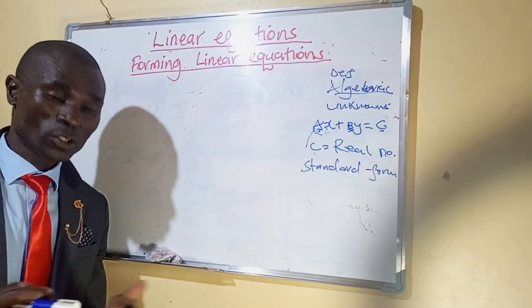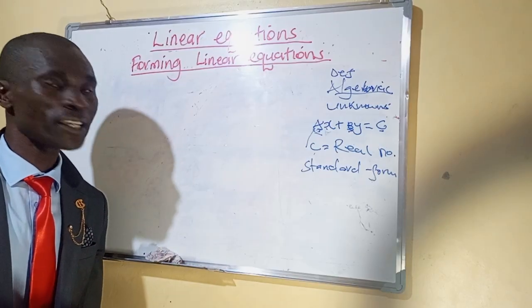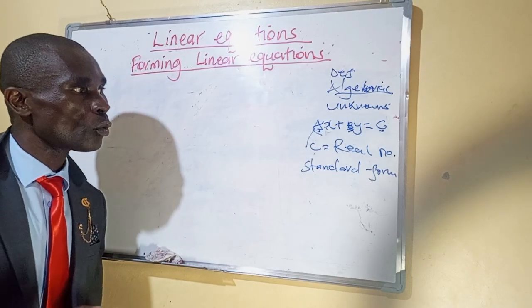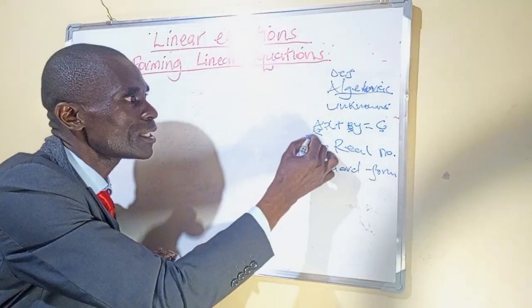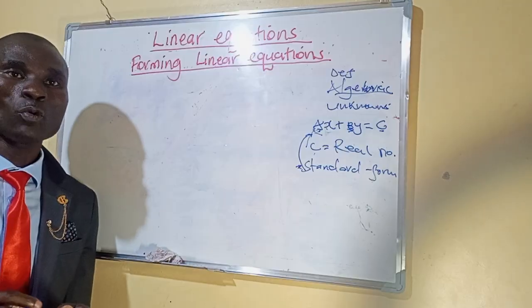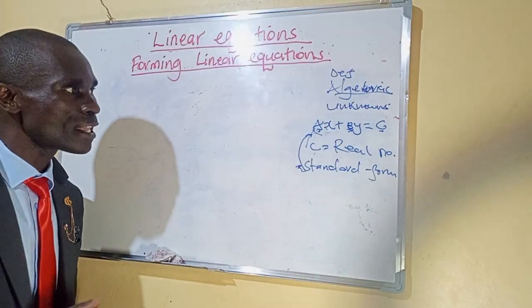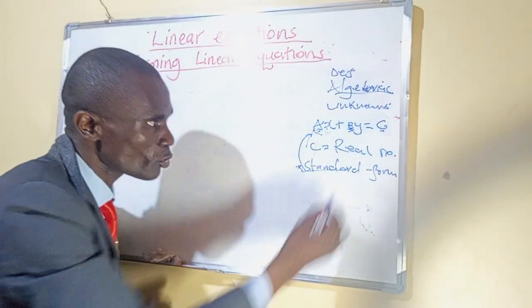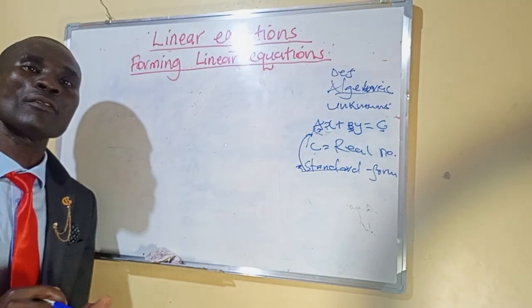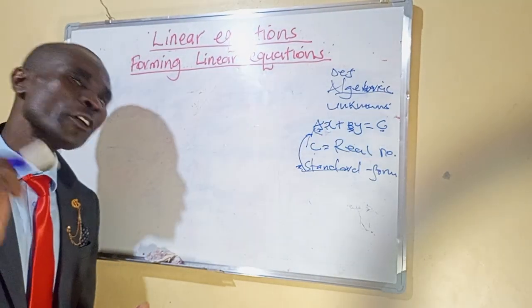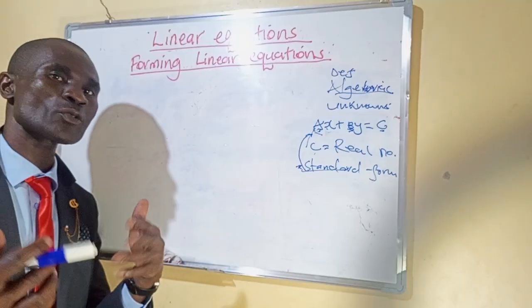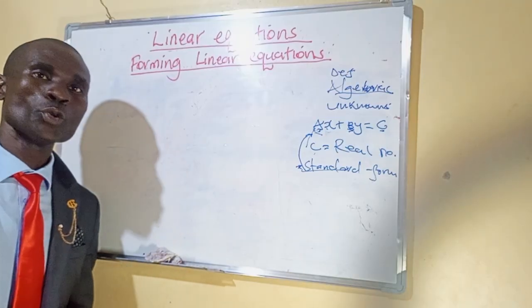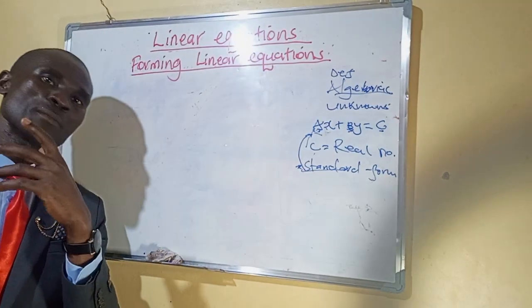So if we are talking about the standard form of a linear equation, we're just talking about an equation in the form ax plus by equals c. I repeat, this is what we call the standard form of a linear equation. I just want to be categorical here so that as we transit further, you are not left behind.